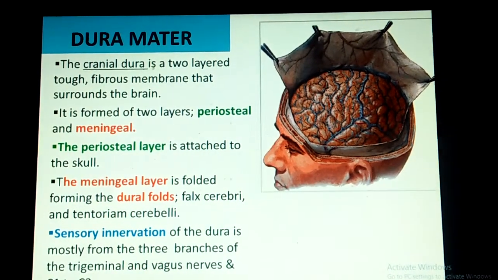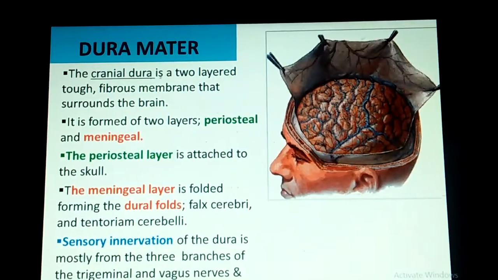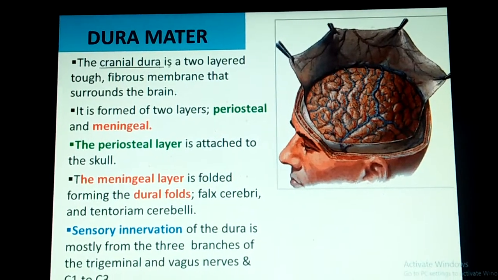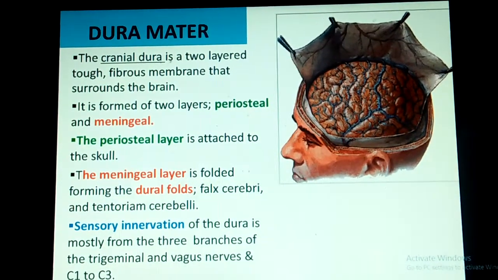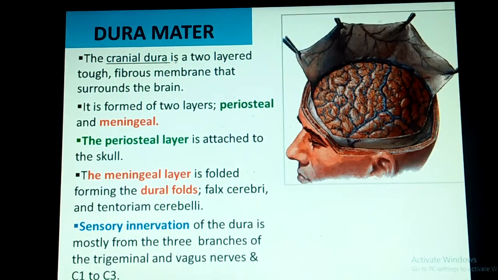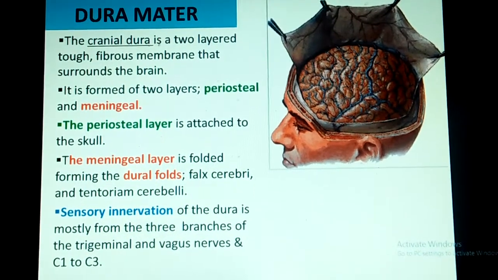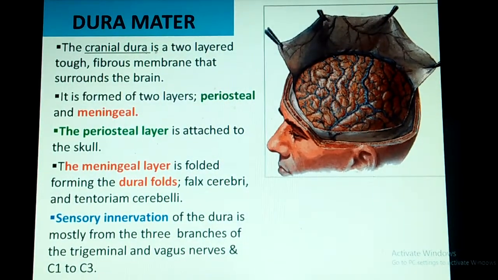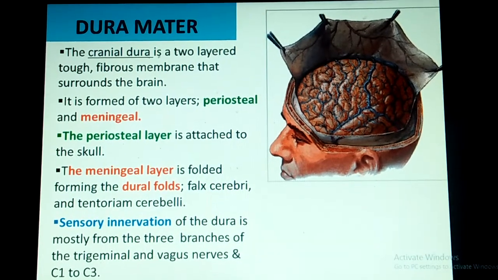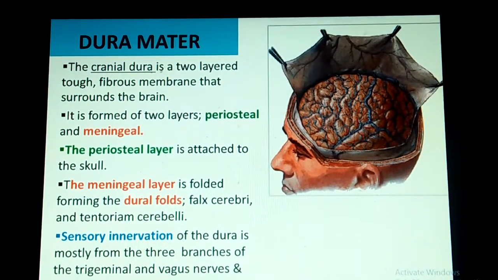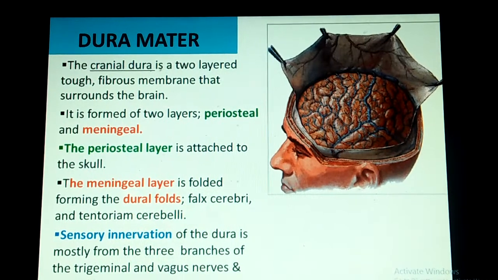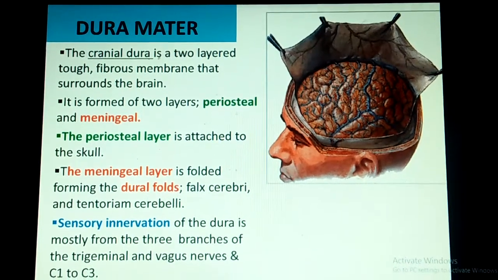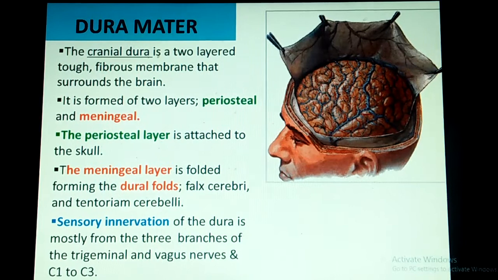First we see the dura mater. The cranial dura is a two-layered tough fibrous membrane that surrounds the brain. It is formed of two layers, periosteal and meningeal. The periosteal layer is attached to the skull. The meningeal layer is folded, forming the dural folds, that is falx cerebri and tentorium cerebelli.